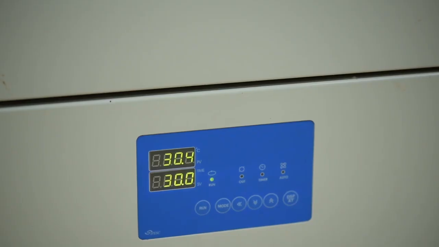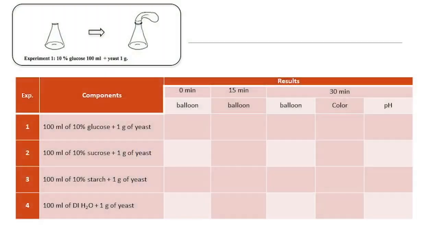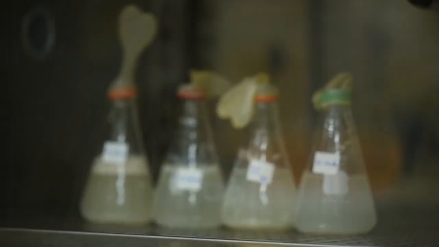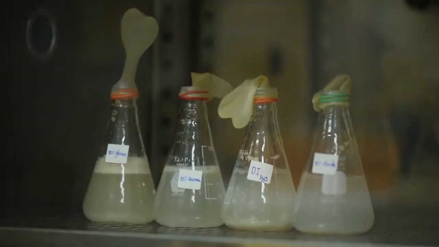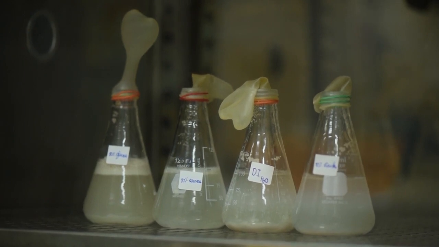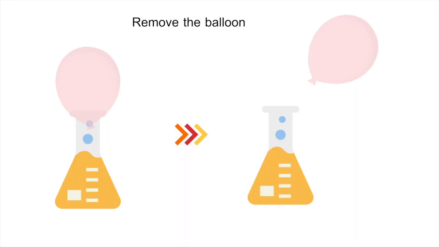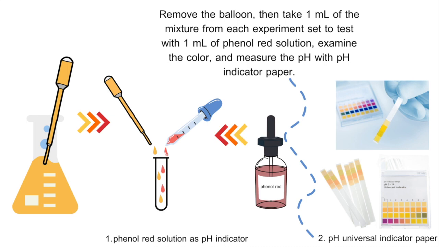After that, quickly place the balloon over the mouth of the flask. Incubate the flask at 30 degrees Celsius and observe every 15 minutes. Remove the balloon. Then take 1 ml of the mixture from each experiment set to test with 1 ml of phenol red solution. Examine the color and measure the pH with pH indicator paper.